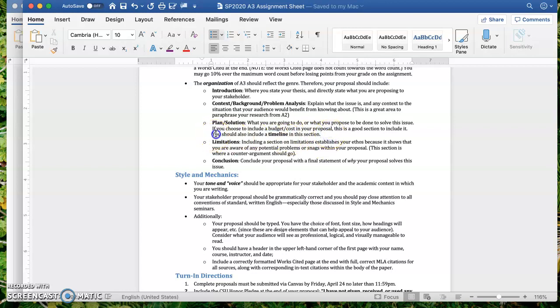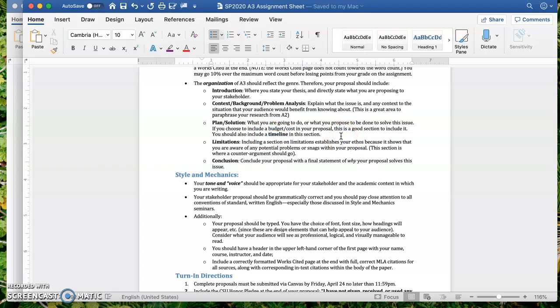This also might be a place where you can include something with a timeline. So you might want to include how long you think this project will take. While I am requiring you to have a plan and solution section, I am not requiring you to include the budget section or the timeline section.